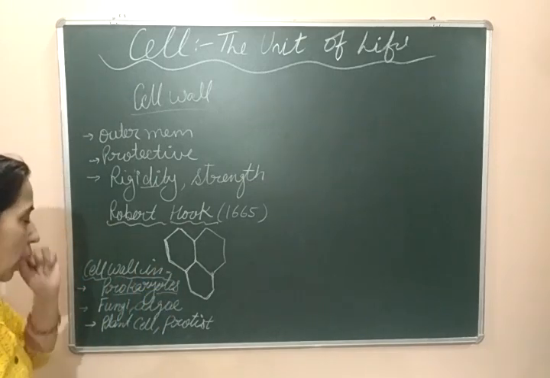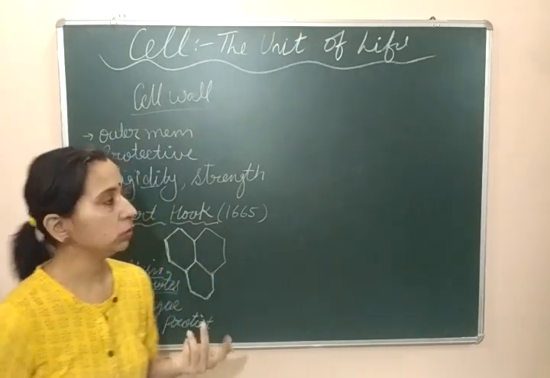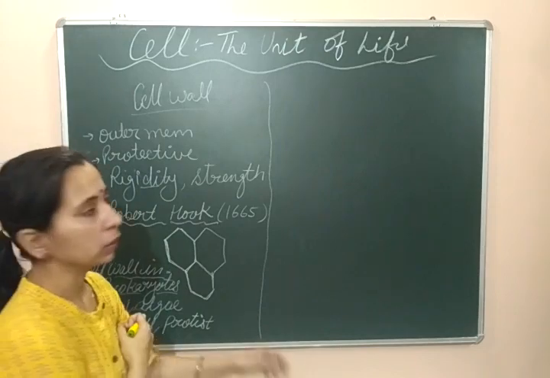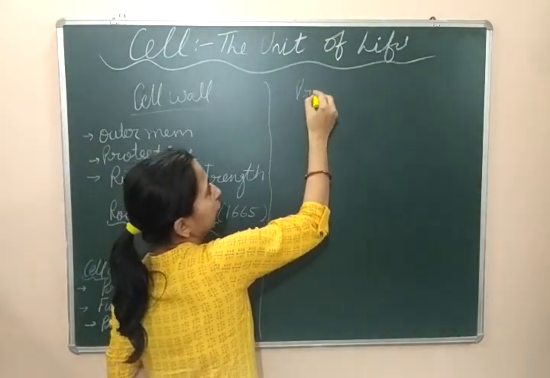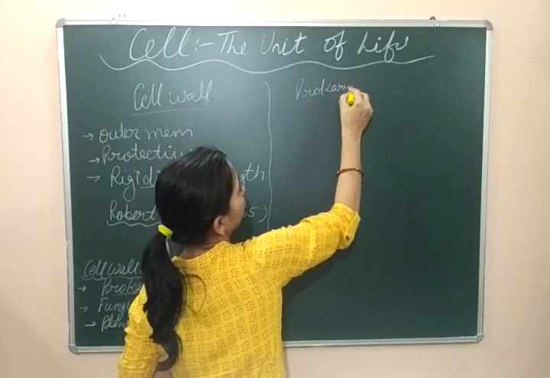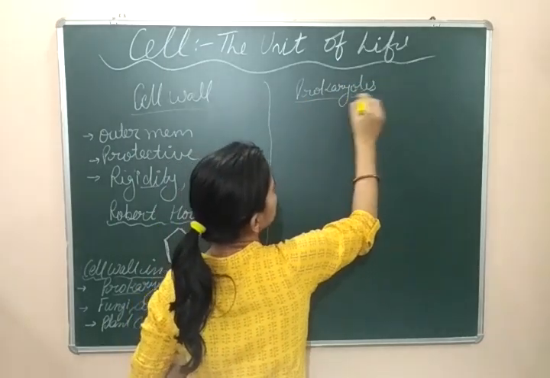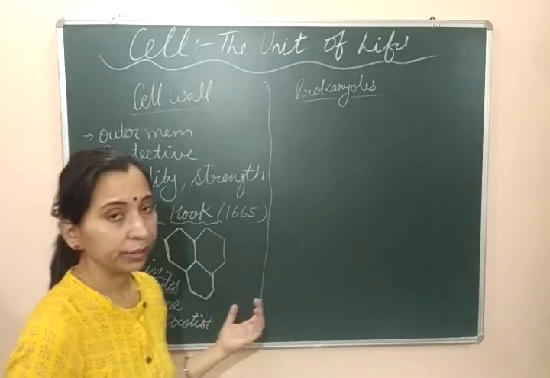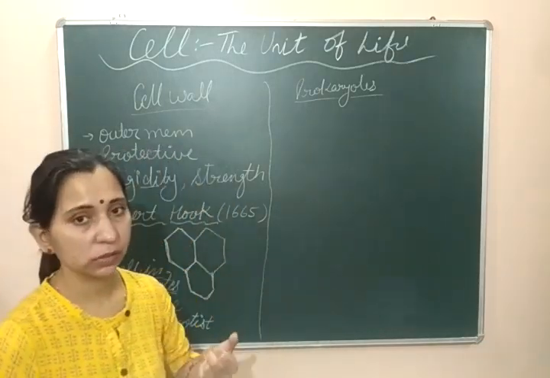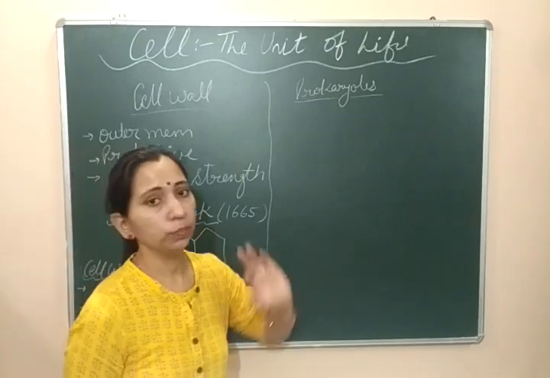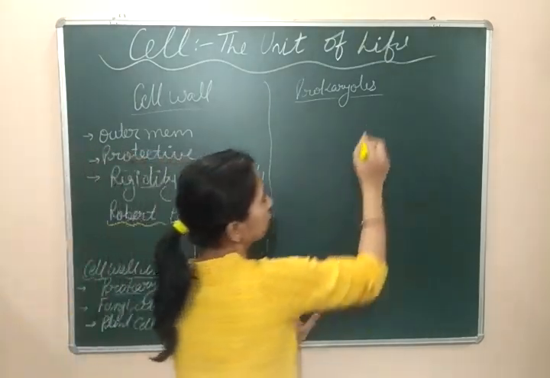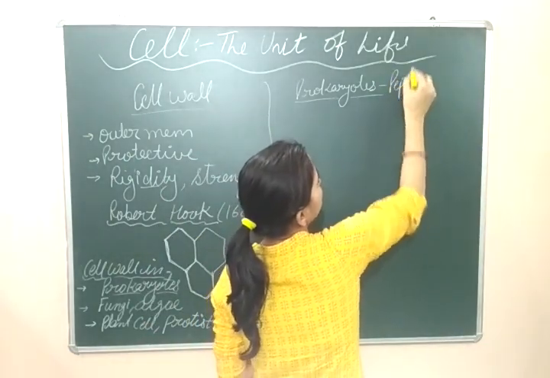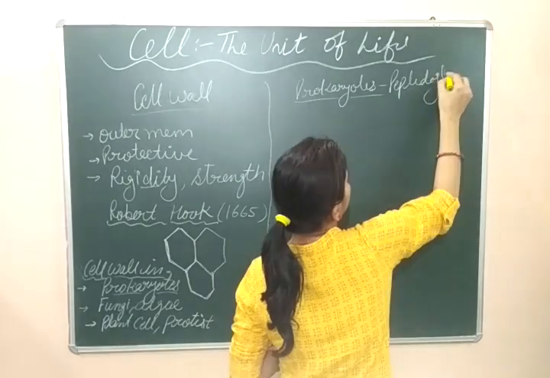Now let's discuss the composition of the cell wall, how the cell wall is formed in different organisms. Cell wall actually में बनी किस तरीके से है? We start from the prokaryotes. In the case of prokaryotes, the cell wall is made up of peptidoglycan, which we already discussed when we discussed the bacterial structure. At that time, I told you that cell wall is made up of peptidoglycan. So we can say in the case of prokaryotes, cell wall is made up of peptidoglycan.